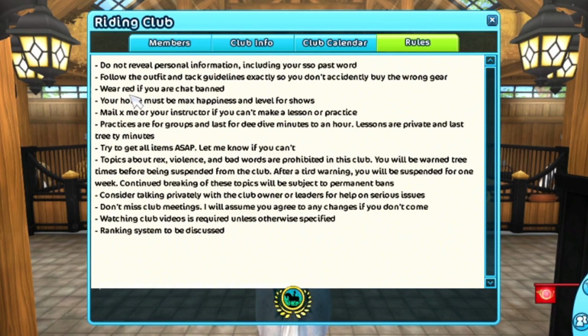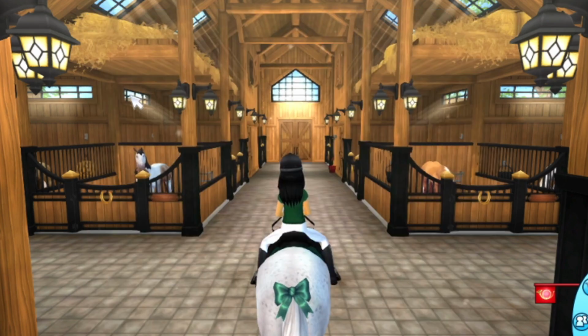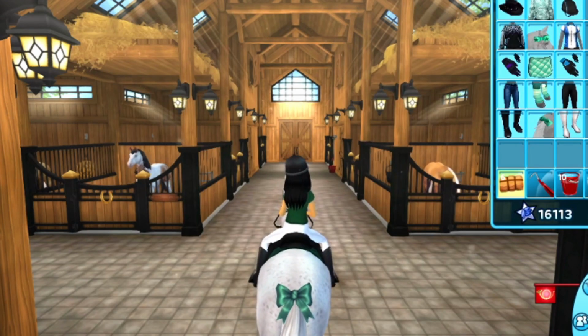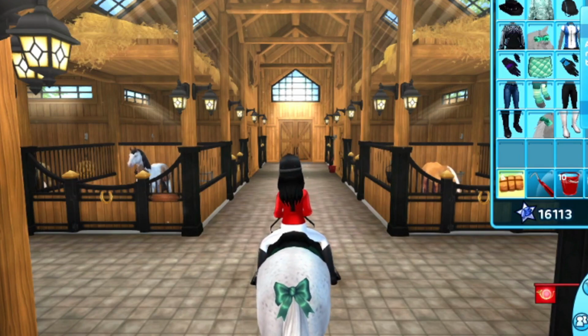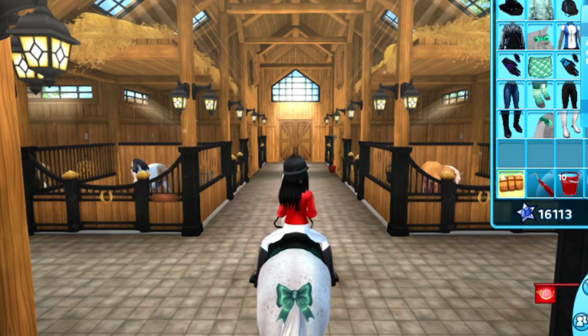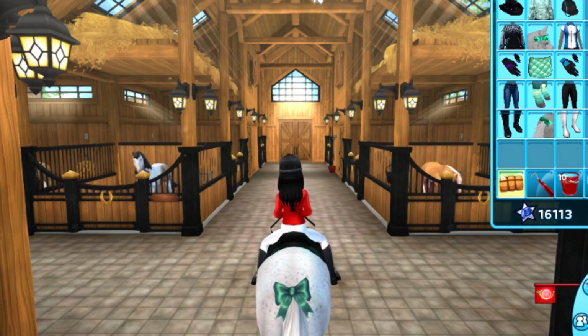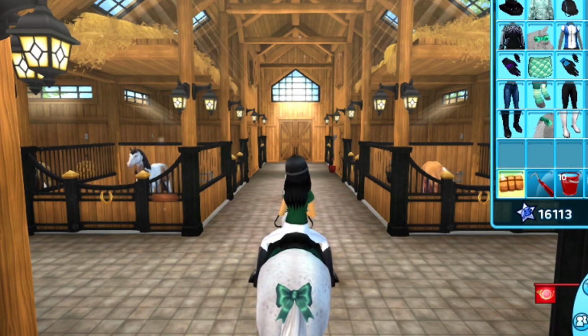The next rule is wear red if you're chat banned. Now here's what I suggest. I suggest you keep a red shirt on you, because if you're in the middle of practice or a lesson or an event and suddenly you get chat banned, you should have this on you so that you can immediately tell the club members that, hey, I'm chat banned. So keep it on you, find a shirt that you like, it doesn't matter what shirt, as long as it's red, so that I know that you can't talk in chat anymore, basically.